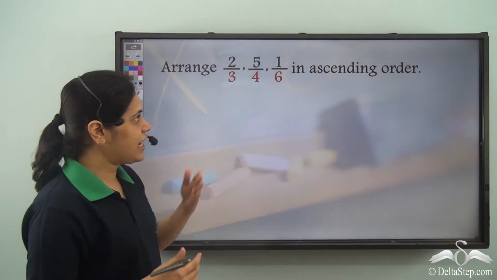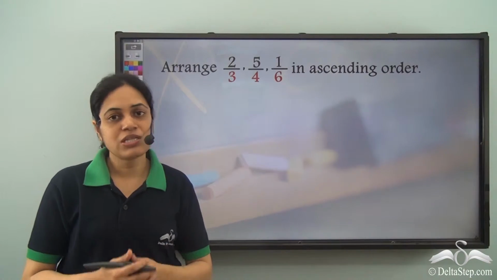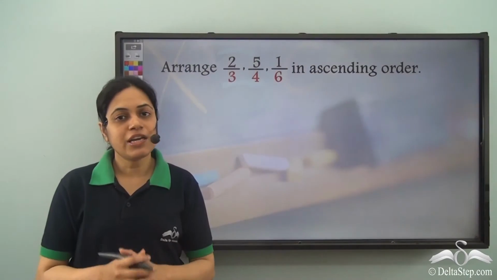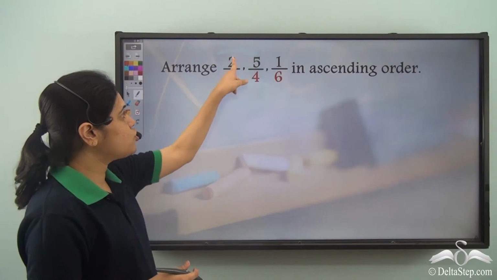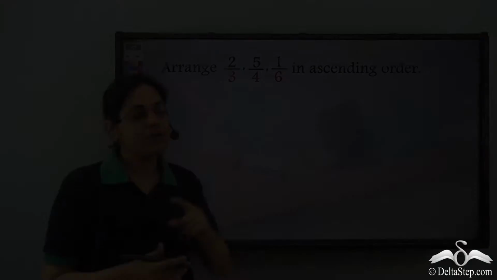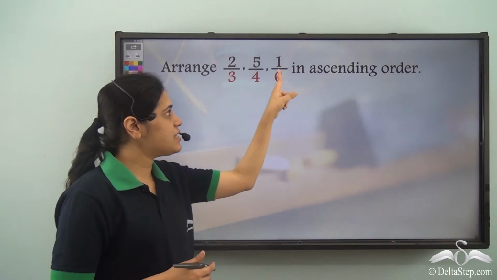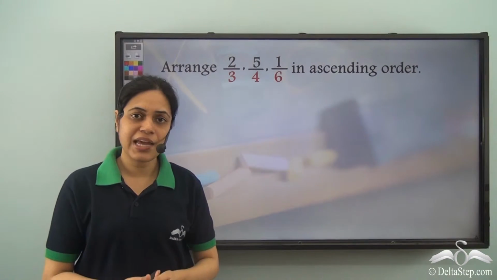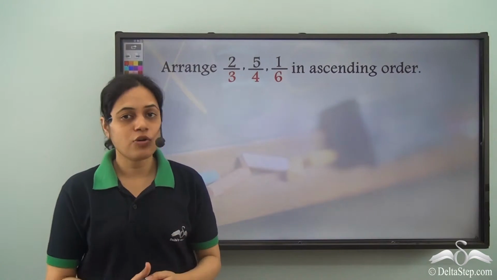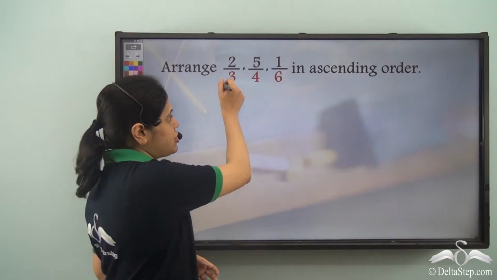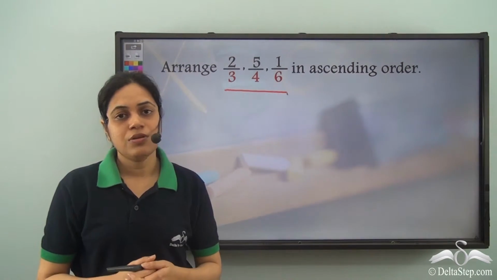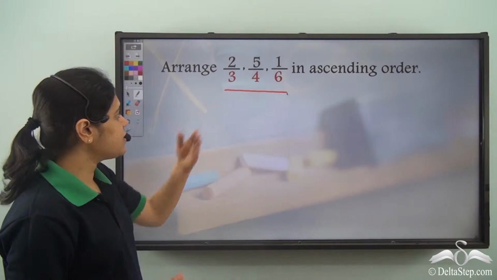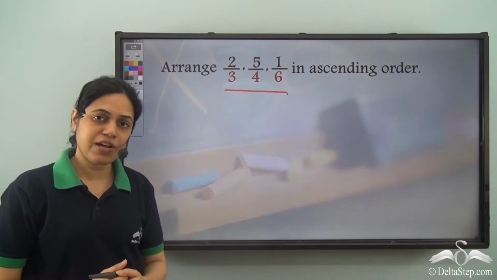and the fraction with the greater numerator is greater. But what about unlike fractions? So this does not hold true in case of unlike fractions. So I cannot say that if 2 is greater than 1, then 2 by 3 will be necessarily greater than 1 by 6. So how can we compare unlike fractions then? In order to compare unlike fractions like these, we first need to convert them to like fractions. So let us convert these unlike fractions to like fractions.